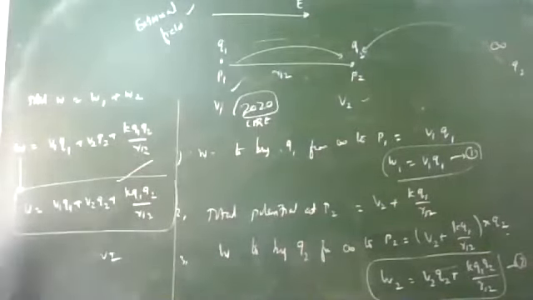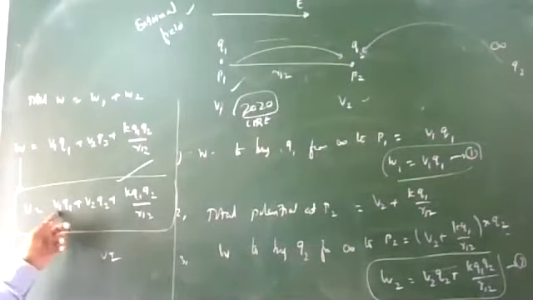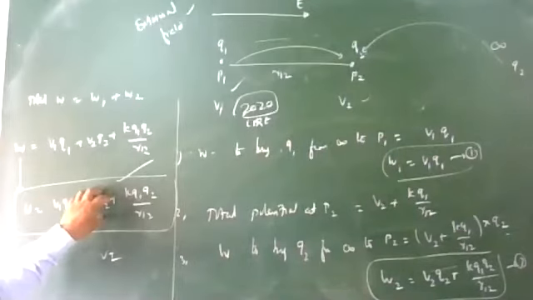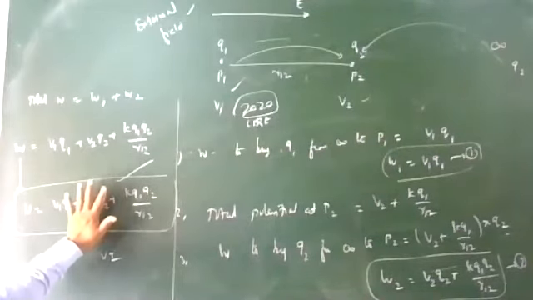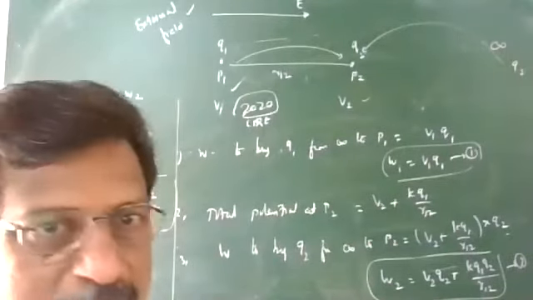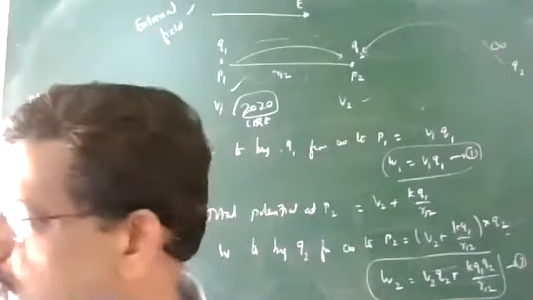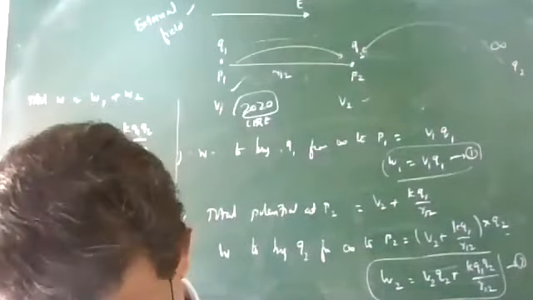Very important. Suppose there is no external field. What will happen to this equation? Anyone? If there is no external field, there will be no V1. V1 will be 0, so the first term will be 0. There will be no V2, so the second term will be 0. What are you getting? K Q1 Q2 divided by R12, which is the potential energy of the system of two point charges in the absence of an external field. So this is the expression. That's a very important one, and there is a numerical also. You have to practice the numericals from NCERT.